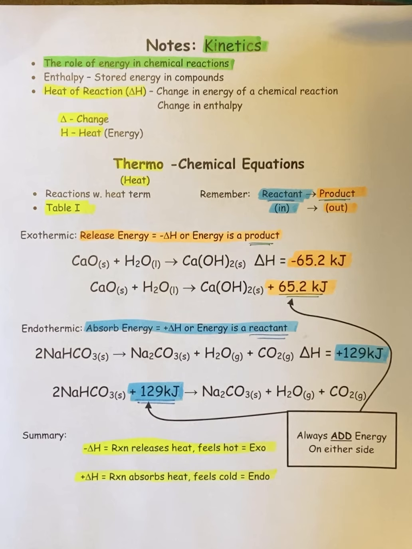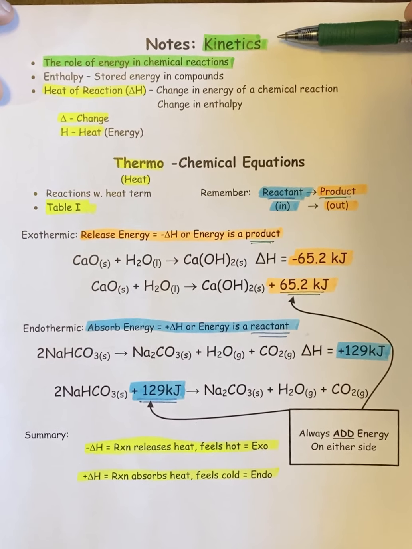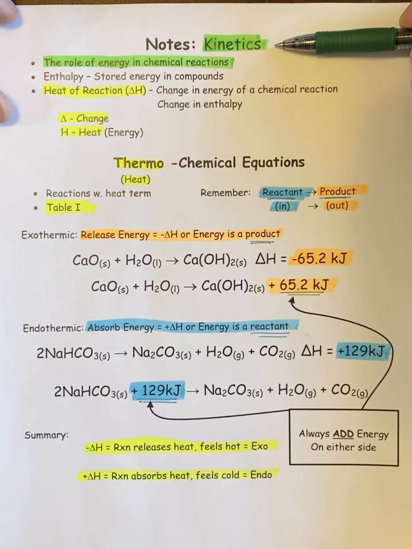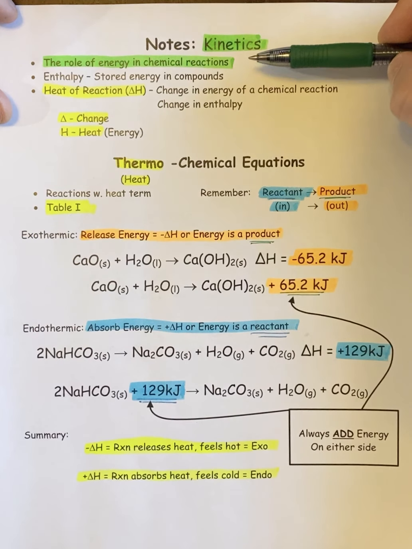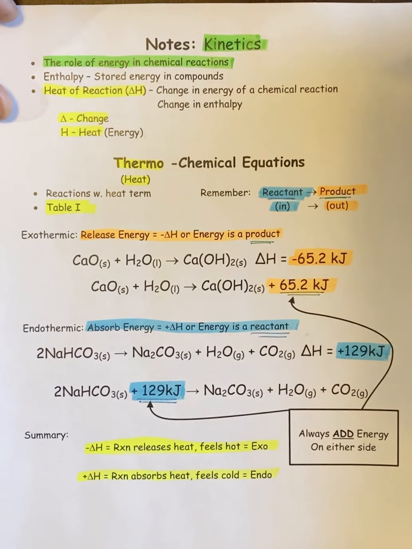This is going to be our first lesson in our kinetics unit. Now, what kinetics really is basically what we do is we look at the role of energy in chemical reactions. So there's really only two options. Either energy is being absorbed by a chemical reaction or energy is being released by a chemical reaction. This is going to be mainly a definition word for us.